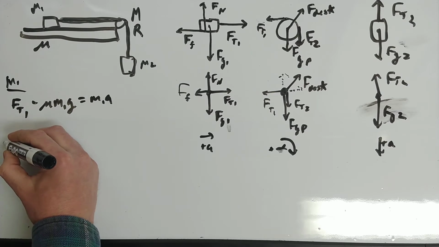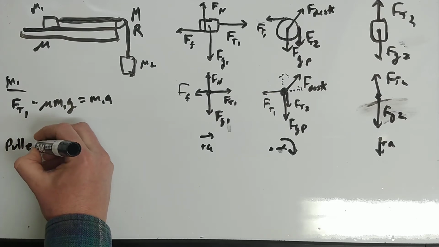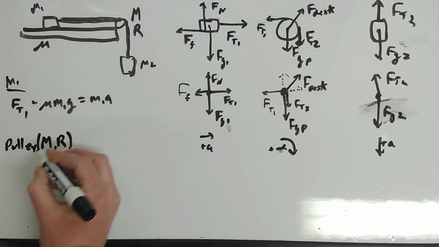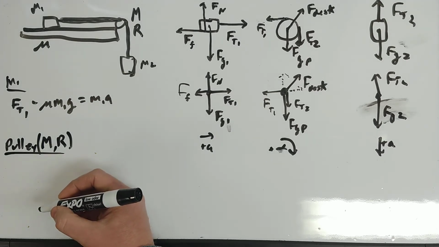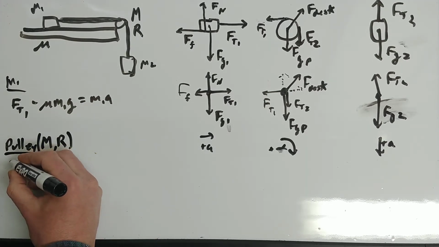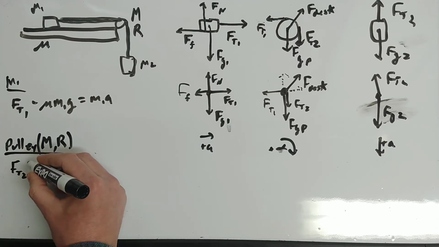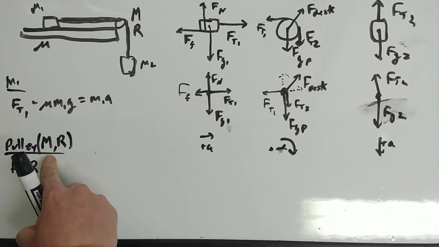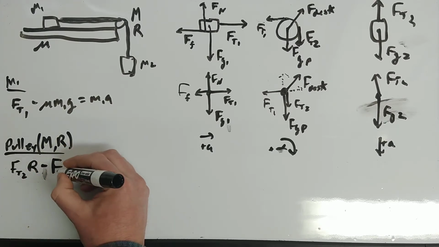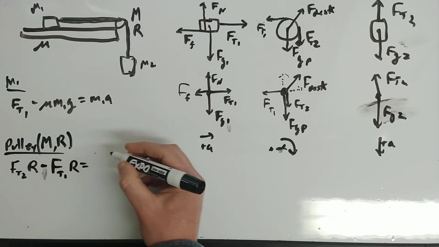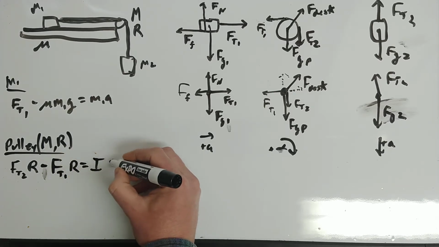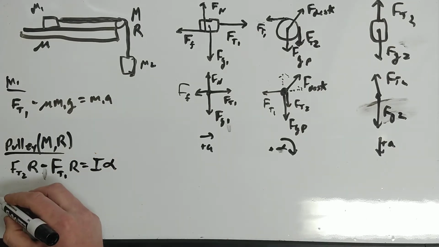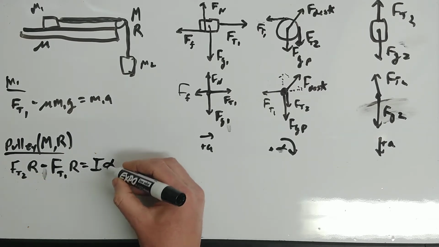Then I'm going to do the pulley, which is mass capital M and radius R. All right, so the pulley, I'm doing net torque here. So Ft2 is our positive torque the way I've drawn it. So Ft2 times R minus Ft1 R equals I alpha for the pulley. All right, we'll simplify that down in a second.